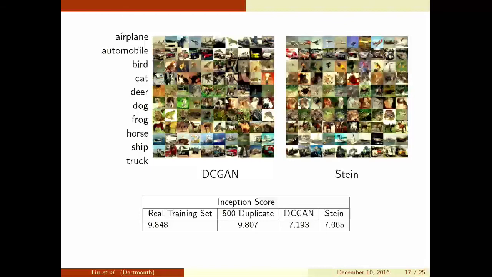So we check the inception score, which, roughly speaking, tells you how much the images look like a real image. They have around the same result. So sort of, roughly speaking, the same thing.